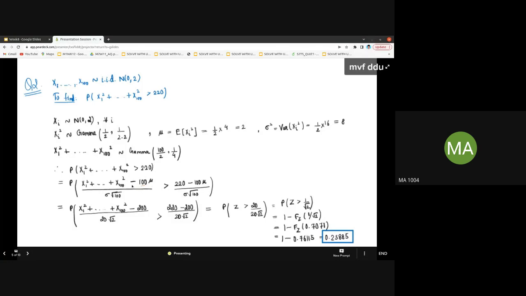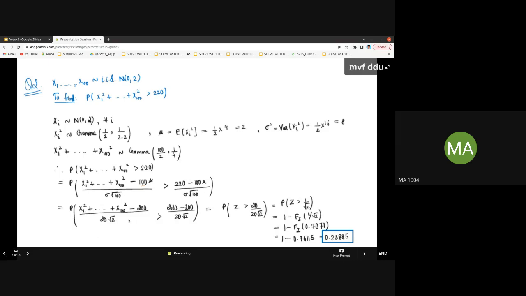If you are worried about how this root n is coming, then compute this. After this, just compute the expected value of this and the standard deviation of this. You are going to get the same thing. The expected value will be 200. Standard deviation will come out to be 20 root 2. So you have to subtract 200 and divide it by 20 root 2. So this will follow standard normal.